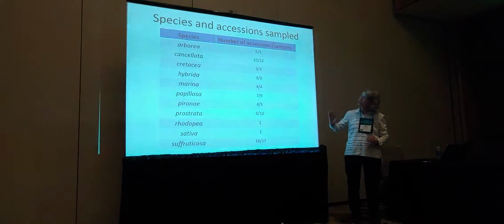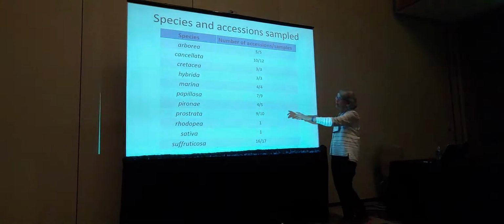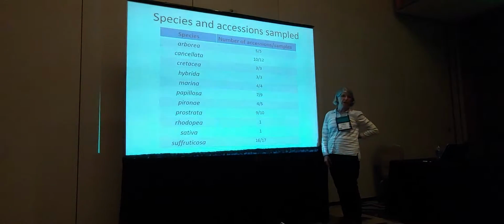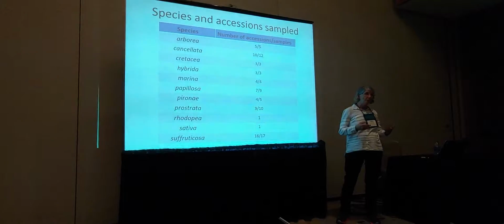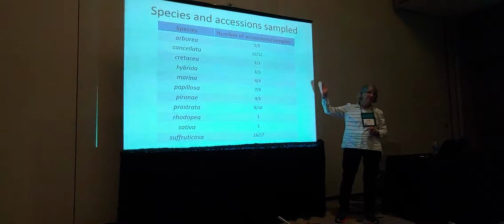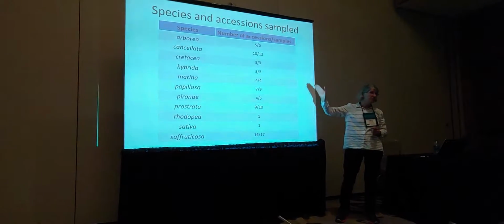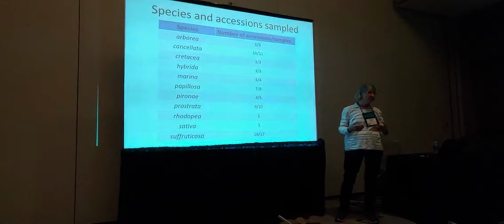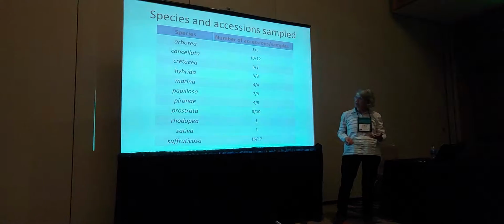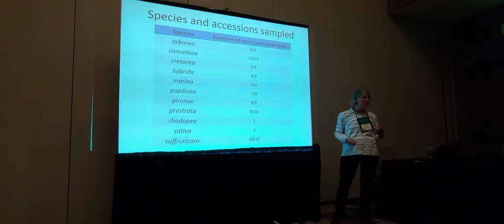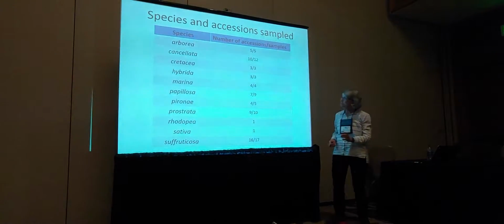You can see here the species that we sampled, and these are all close relatives of Medicago sativa, which is an important forage species. Some of these species are also going to be used for crossing in terms of introducing important traits into Medicago sativa, and some of them are important forage species in their own right.